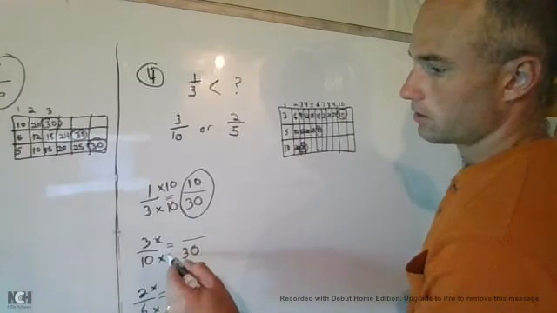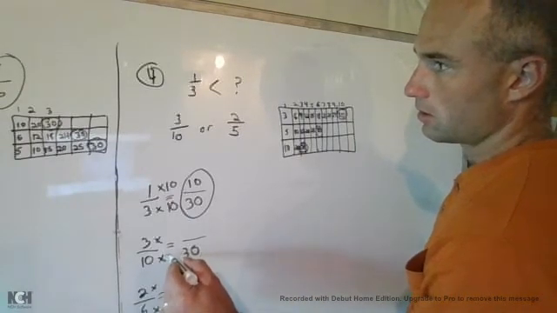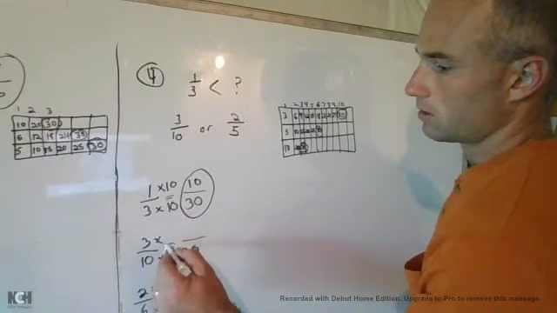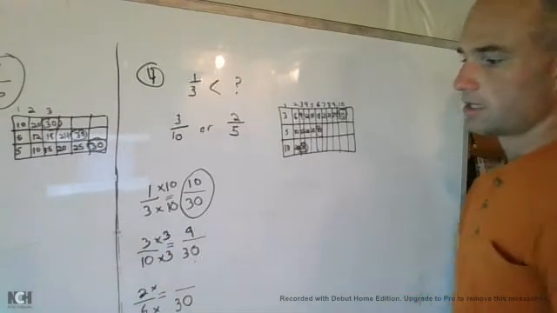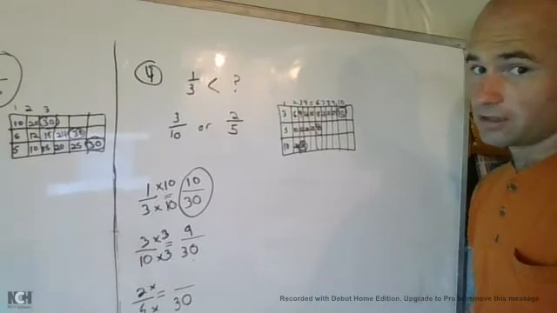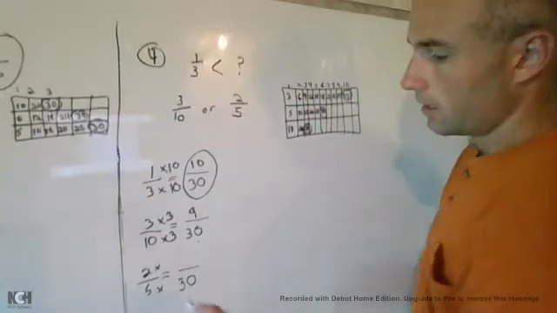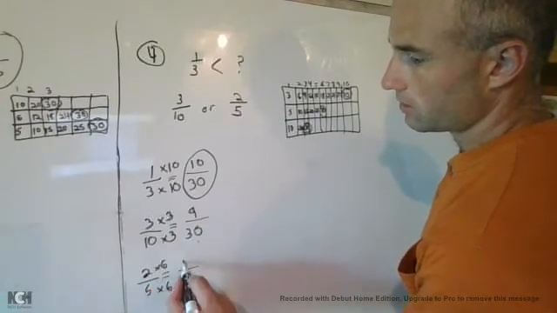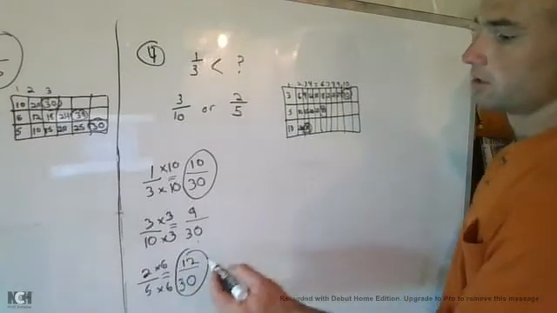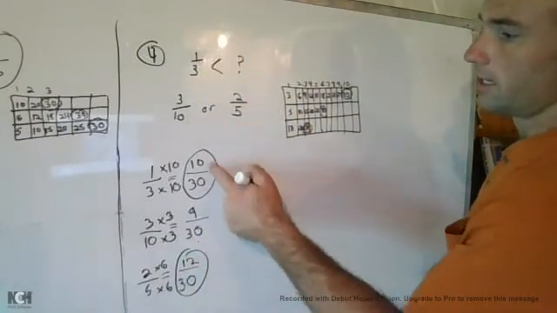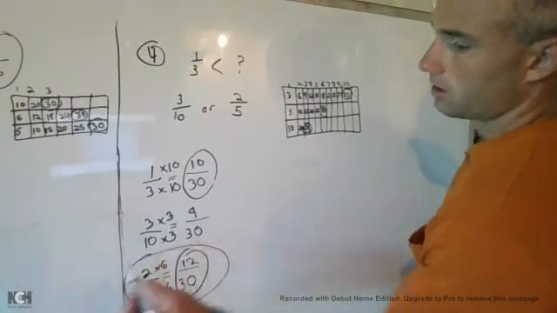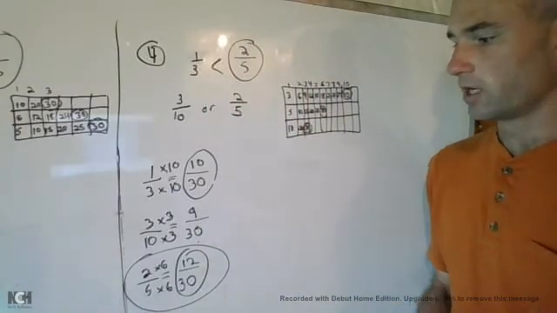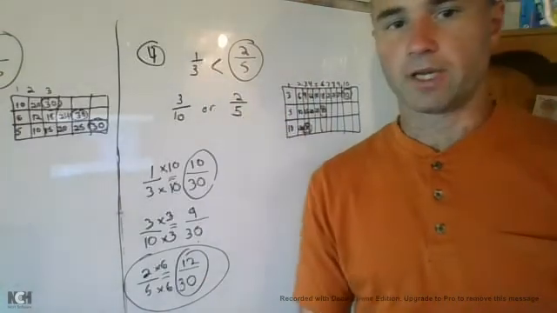3 times 10 is 30. 3 times 3 is 9. 9/30. Well, that's less than 10/30. And then 5 times 6 and 2 times 6. So 2 times 6 equals 12, which is greater than 10/30. Therefore, 2/5 is the larger fraction. Because 2/5 is Bruce Wayne and 12/30 is Batman.